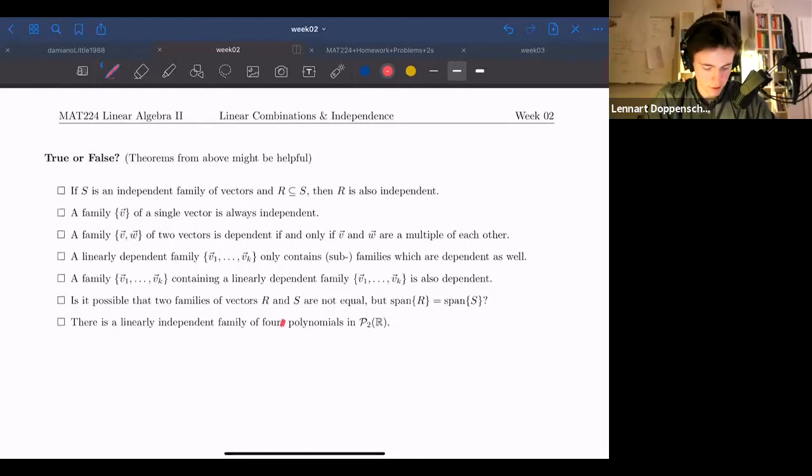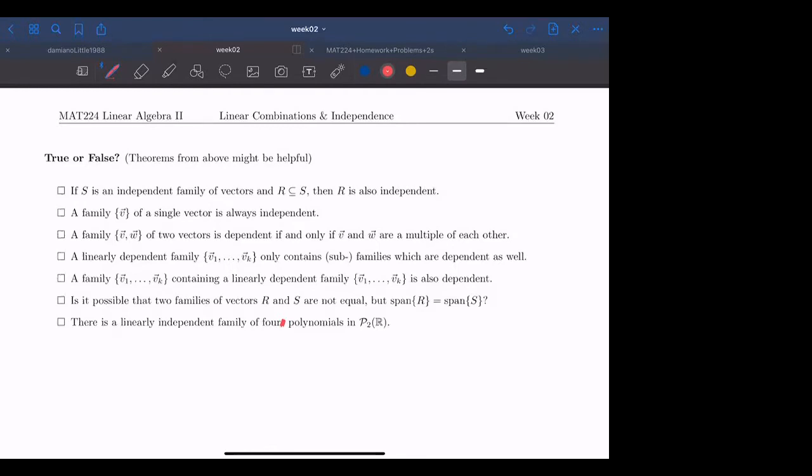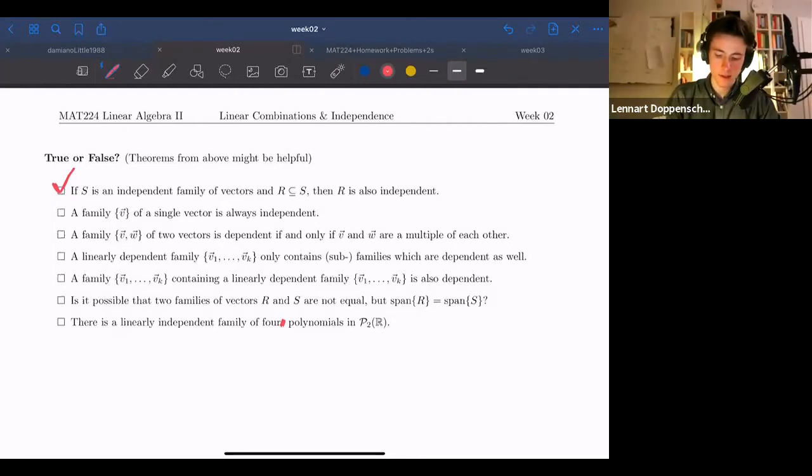Oliver. I picked the second to last one, but I guess I can start with the first one. I believe the first one is true because we can use an example. Let's say we use R3 and R2, and R2 is a subspace of R3, and R2 is also independent. Well, it's always a good idea, if you want to prove something, not to use an example because it doesn't show the general case. And also you mentioned subspaces and not families of vectors. We're looking for families here.